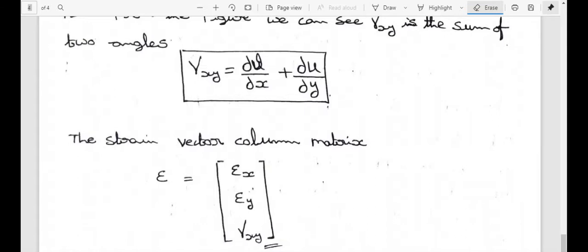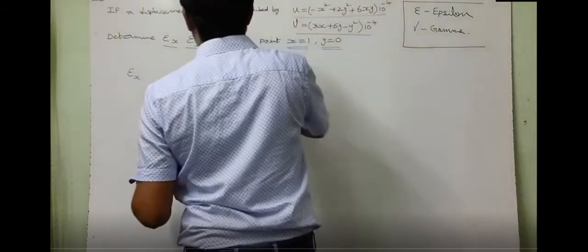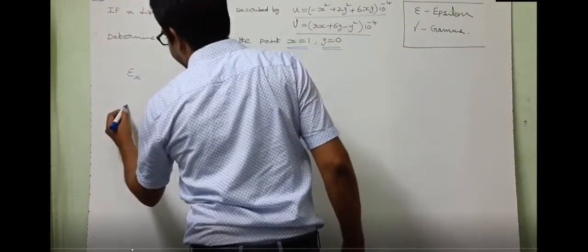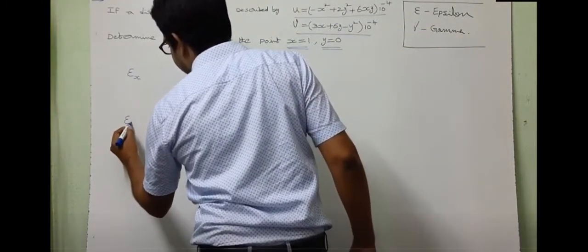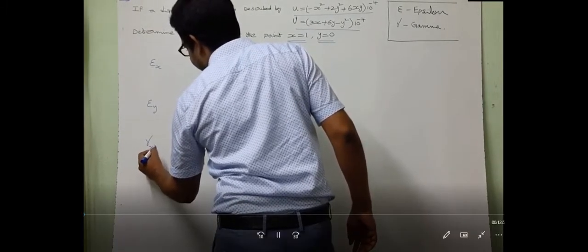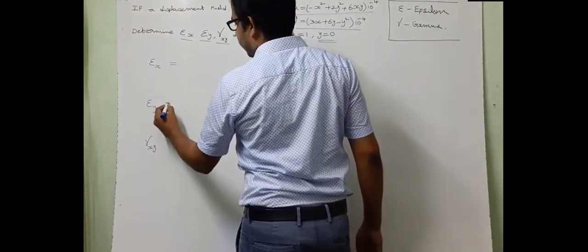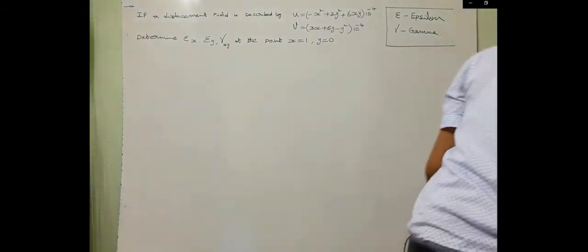Now we will discuss some simple problems on the plane stress and plane strain conditions. Epsilon x value, epsilon y value and gamma x comma y, these are the unknowns. Note the first problem.